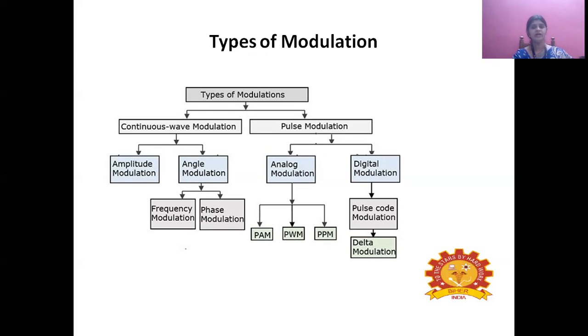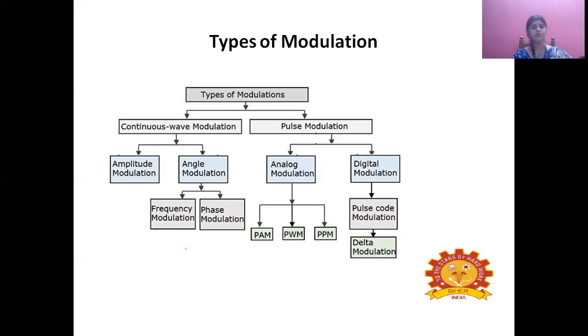So in pulse modulation, the message signal will be a sinusoidal waveform and the carrier signal will be in the form of pulses. That is called pulse modulation, which is categorized into analog modulation and digital modulation. The various categories of analog modulation are pulse amplitude modulation, pulse width modulation, and pulse position modulation.